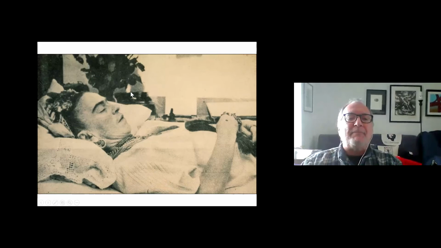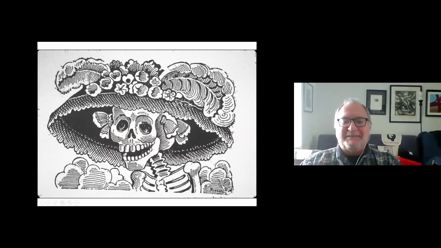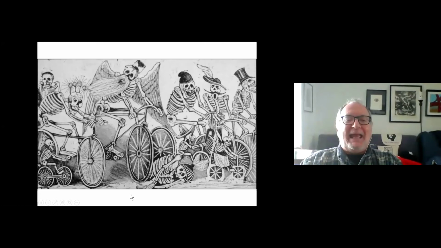The famous Guadalupe Posada created these characters in which he represents Mexico utilizing the calaveras, the skeletons, the famous Calavera Catrina. This is the skeleton of President Madero, the one who started the Mexican Revolution. This is a criticism against newspapers.